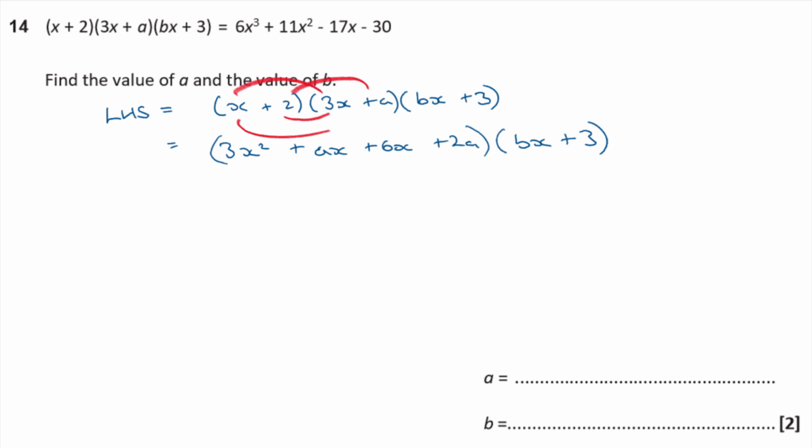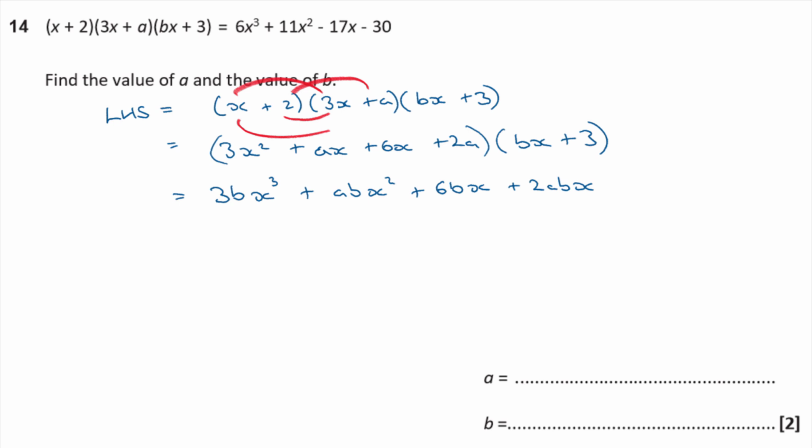Now I need to multiply everything in the first bracket with everything in the second bracket. So I'm going to start off by multiplying everything through by bx and writing it down first. So 3x squared times bx, that is 3bx cubed. And then I've got ax times bx, which is abx squared. And then I've got 6x times bx, that's going to be 6bx. And then I've got 2a times bx, which is 2abx.